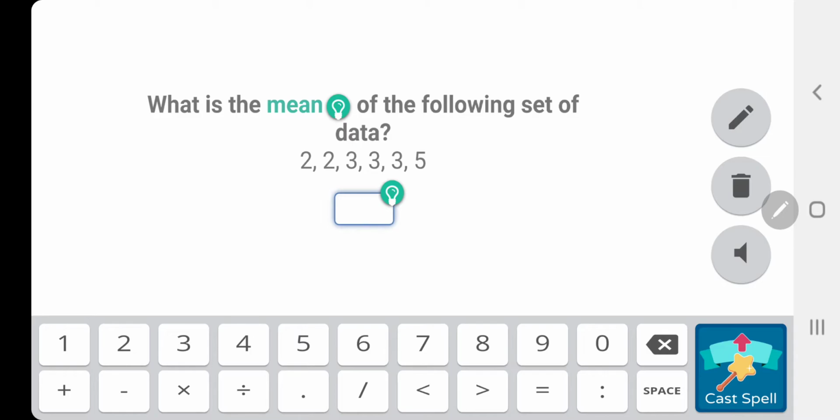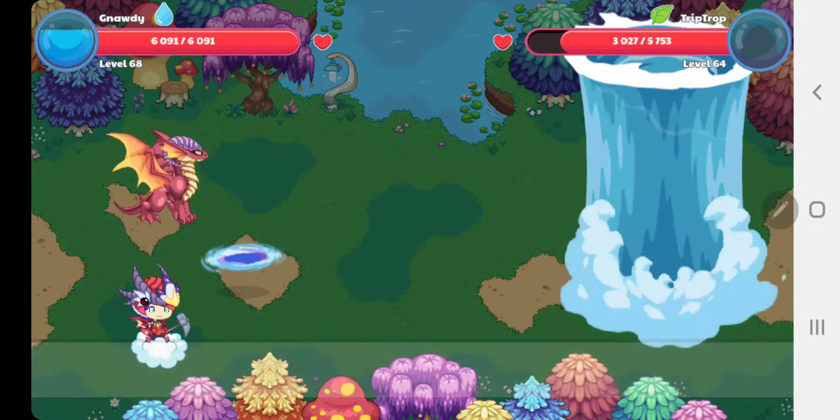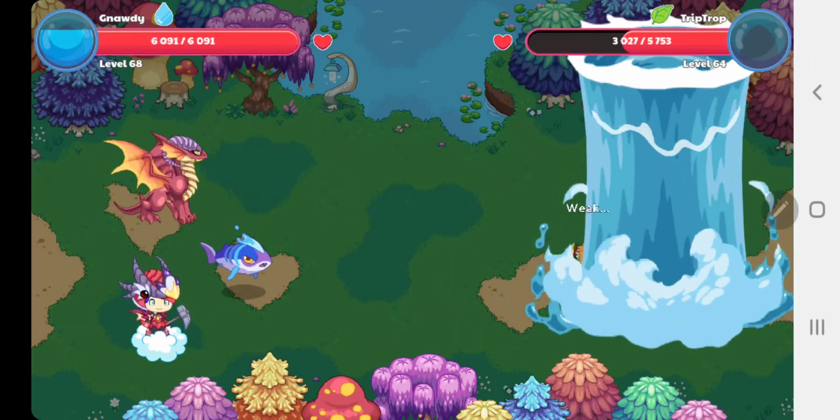So that's 18 divided by 6. It's easy. I'm just not going to do the mathematics because it will take long, but I'm just going to put 3 right there. Okay, and I touched.